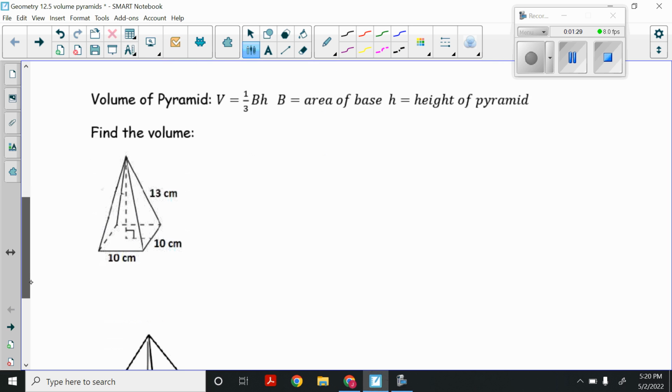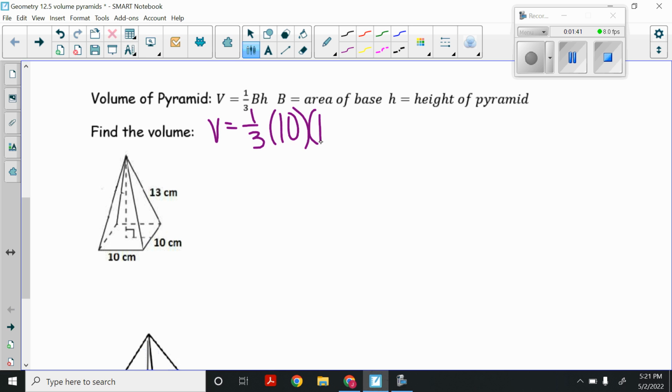So we're going to look at our first example. Find the volume. So I know that the volume is equal to 1/3 the area of the base. My base is a square, so the area of the square is 10 times 10 times the height of the pyramid. Notice I don't have that height marked, but I can get it from this triangle inside. So I know that the outer edge is 13.